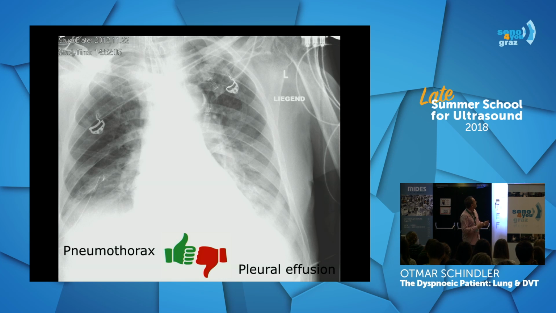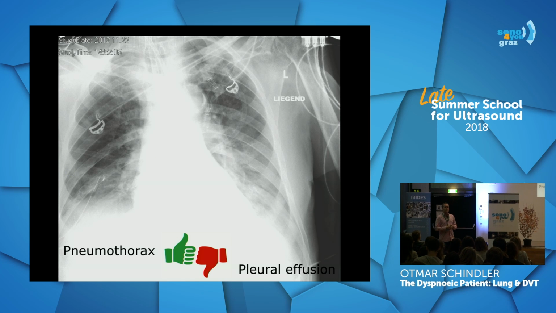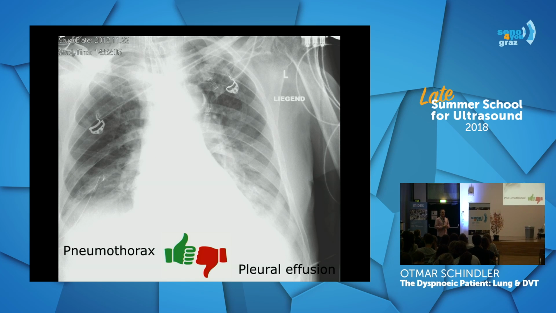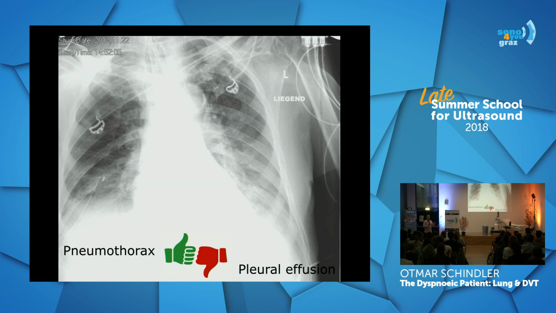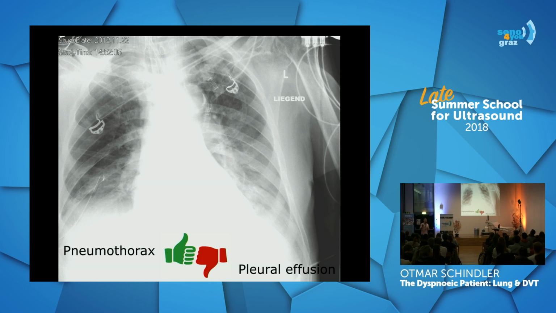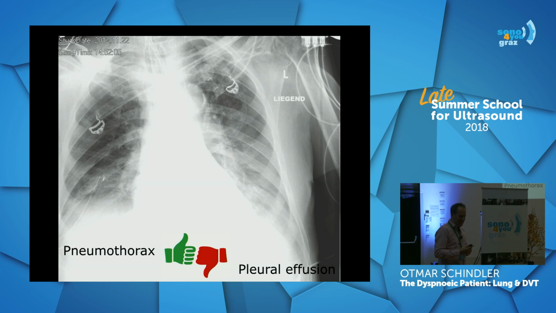You see that X-ray? Hands up for those who think the chest tube that's inserted here is for pneumothorax. And hands up from those who think it's a pleural effusion. Why is this chest tube inserted? Pneumothorax? Pleural effusion? It's both. You can have both. You don't see it on the X-ray.